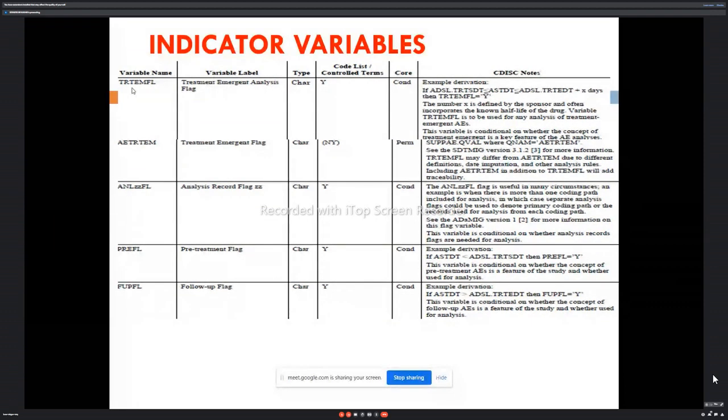Then ANL01FL, which observation you take for analysis purpose? For that observation, ANL01FL is equal to Y. Then the adverse event pre-treatment flag. How do you know whether the adverse event is pre-treatment or treatment?